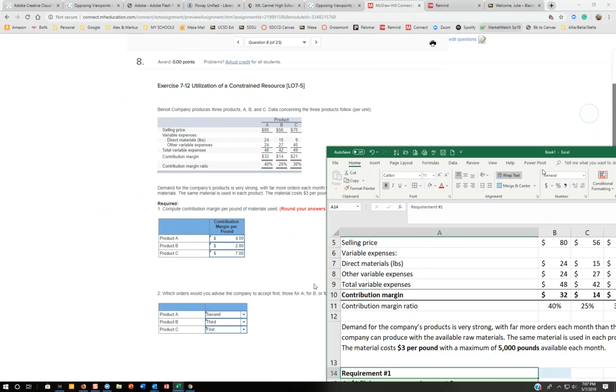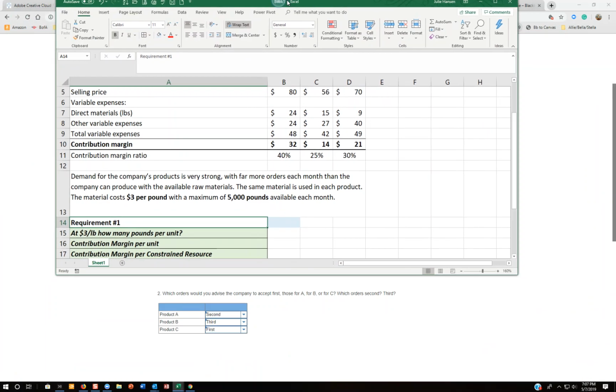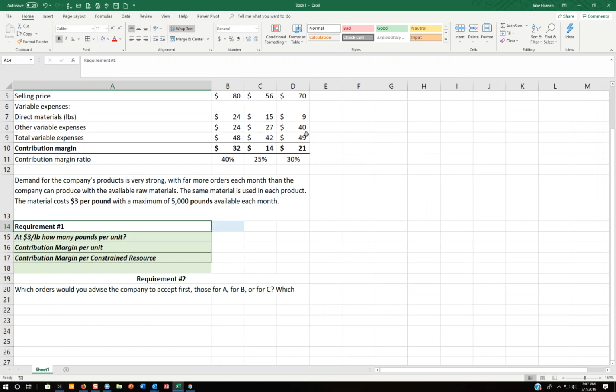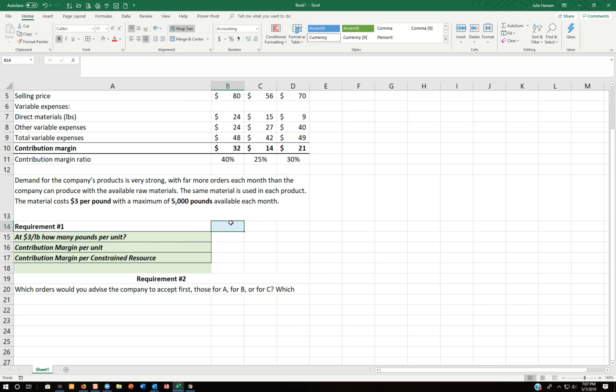The first requirement says compute the contribution margin per pound of material used. In other words, the contribution margin per the constrained resource. So my constrained resource is the material, and it's $3 a pound. So I'm just going to put that in there. My question to you is, at $3 a pound, how many pounds were used per unit? So it cost me $24 in direct materials, and at $3 a pound, that means that I used 8 pounds.